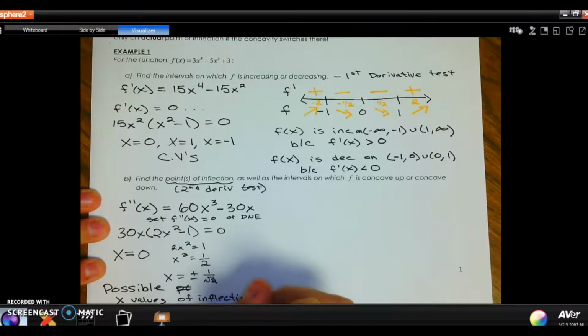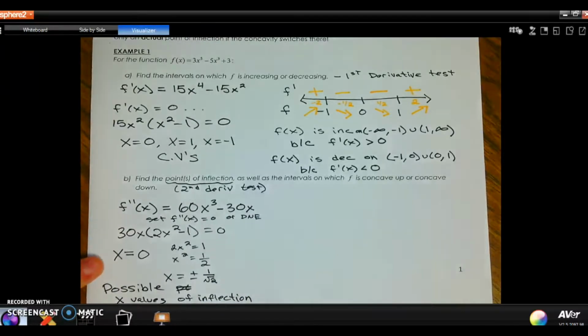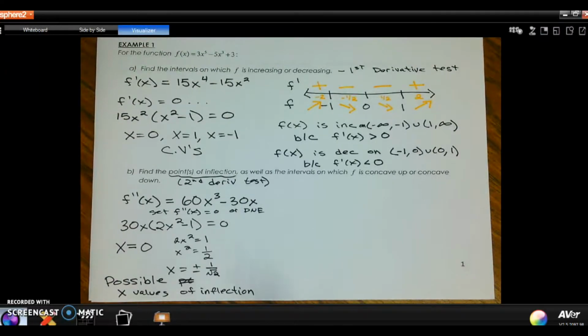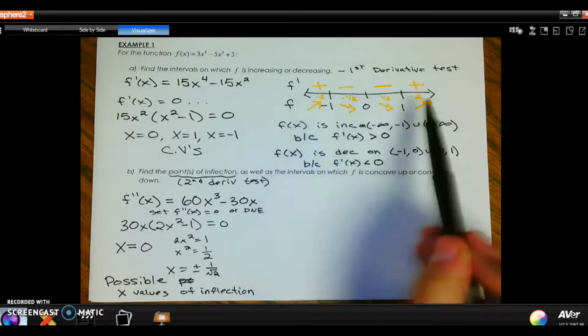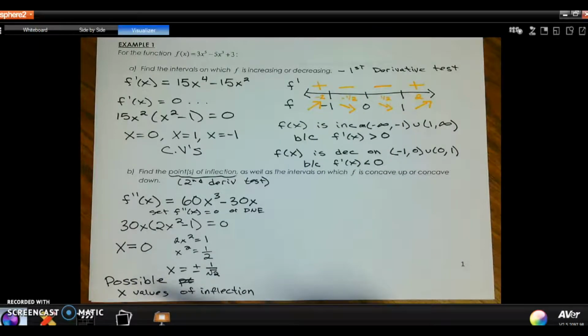Okay? And it's really important here that you realize that they are possible. So it is only a point of inflection if you actually change concavity. So just like up here how the sign chart doesn't always alternate, it's only going to be a point of inflection, or an x value of inflection, if it actually changes concavity there. So these are just possible points of inflection.